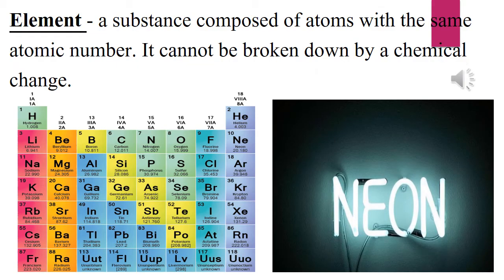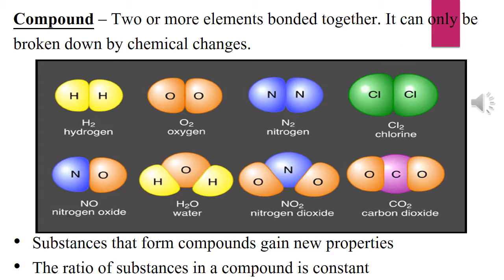An element is a substance composed of atoms with the same atomic number. It cannot be broken down by chemical change. A compound is two or more elements that are bonded together. It can only be broken down by chemical changes. Substances that form compounds gain new properties. The ratio of substances in a compound is constant.